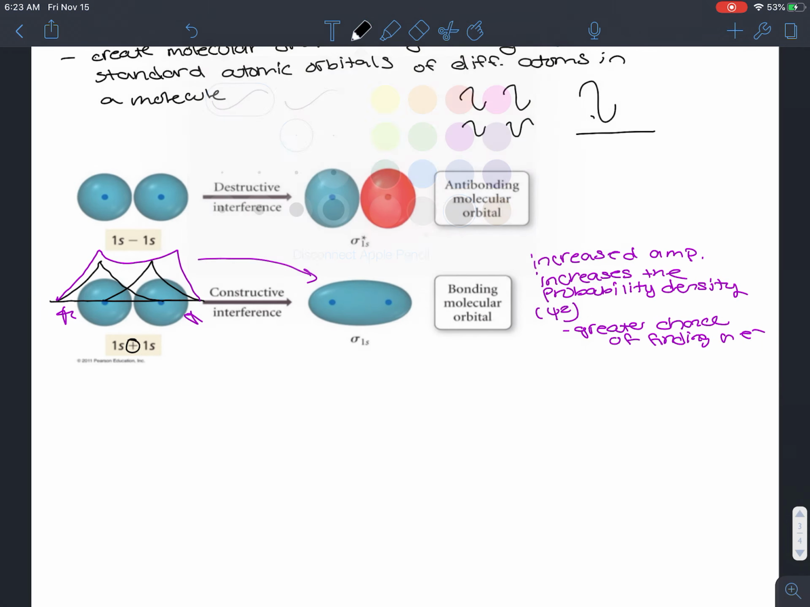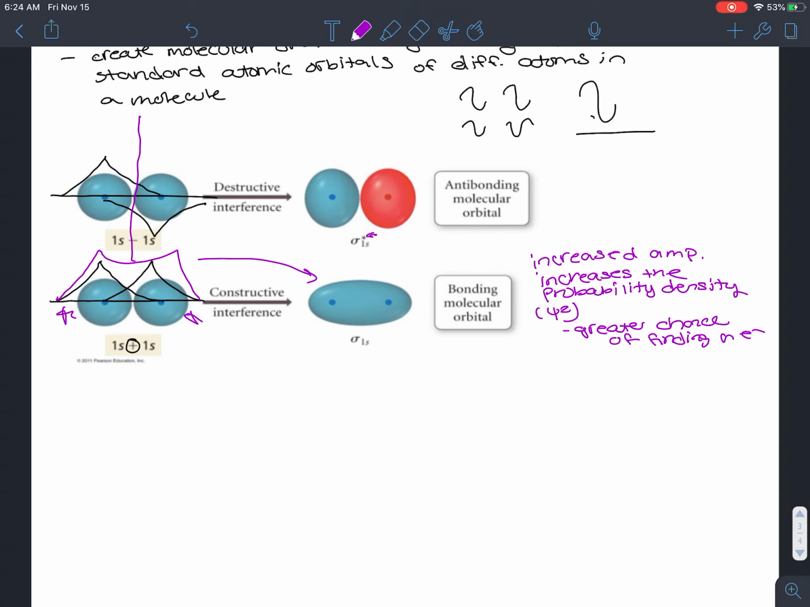Antibonding would be if you have destructive interference. So you can have waves that are not in phase. If I drew my axis here again, and I had one wave just like before, and then the other wave went the other direction, what would happen here is they would actually cancel out, forming a node. It's like they're subtracting from one another because they're out of phase. That's destructive interference, and we call that forming an antibond.